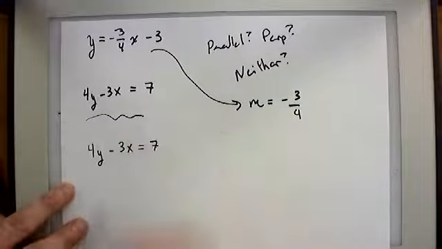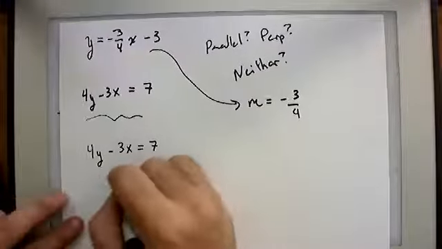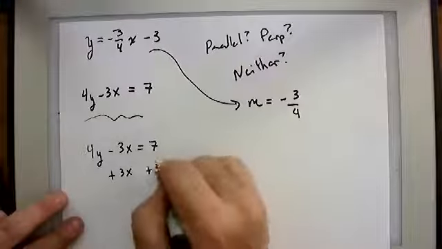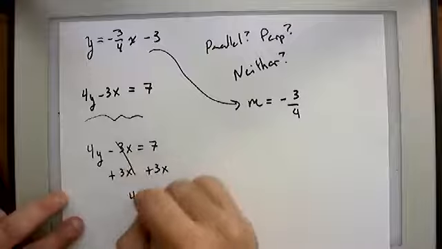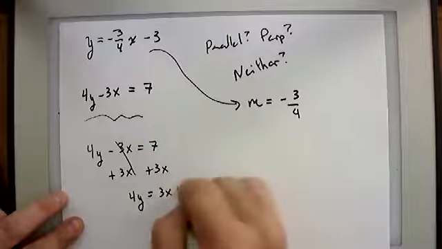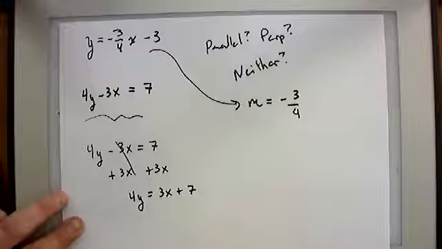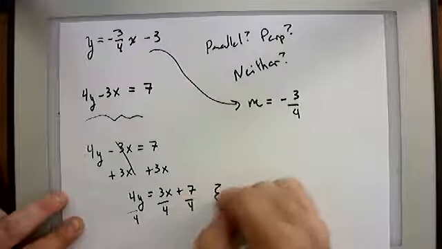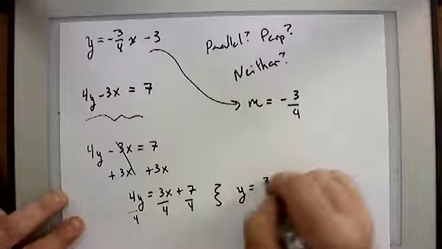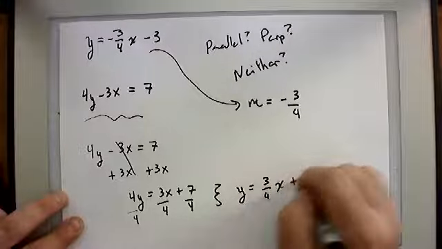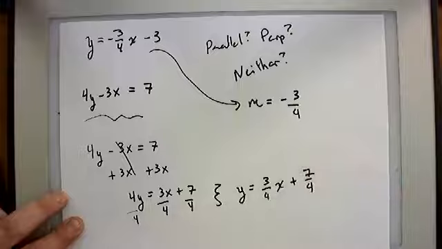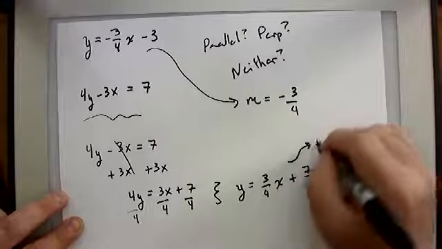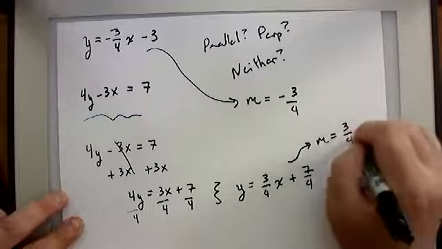Remember how this goes. We want to get y by itself, so let's add 3x to both sides. Hopefully this is all coming back, right? 4y equals 3x plus 7. We want to get y by itself, so divide by 4. Remember this from the solving homework. So all this turns into y equals 3 over 4x plus 7 over 4. So the slope for this one was 3 over 4.